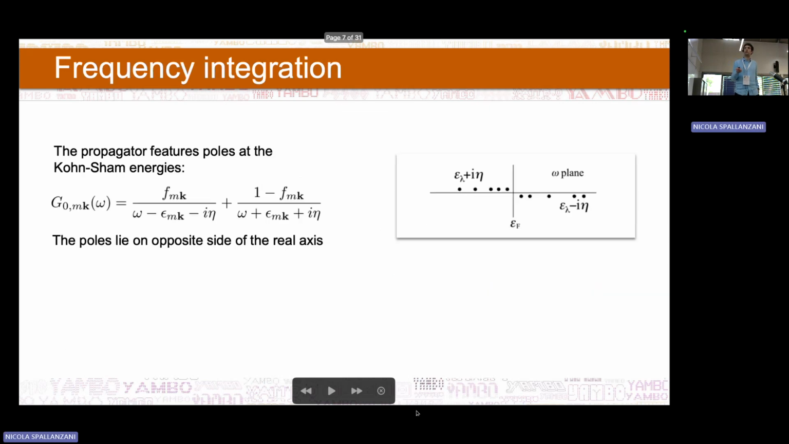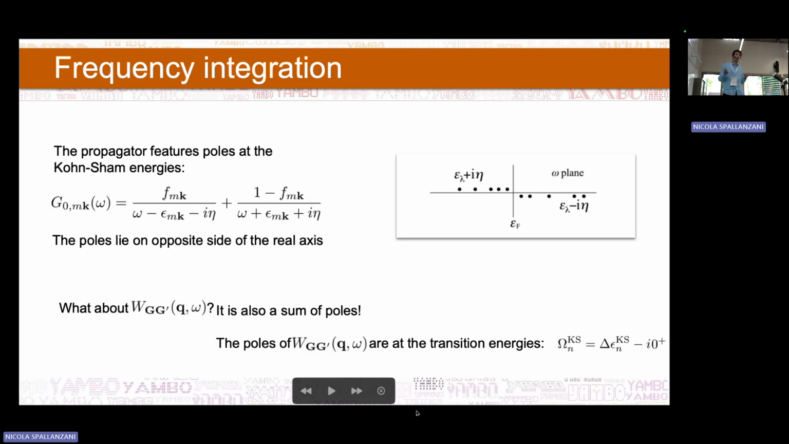on the frequency dependence. So let's look again at the propagator. In the Lehmann representation, the propagator has the poles of the Kohn-Sham energies, and these respective Fermi energies either lie above or below the Fermi level. So the propagator is a sum of poles. What about W? Well, W is also a sum of poles. It's not as straightforward as P0, due to the fact that now we need to consider all the possible transition energies from a certain Kohn-Sham state to another Kohn-Sham state. So you see the number of poles of W can be quite large.